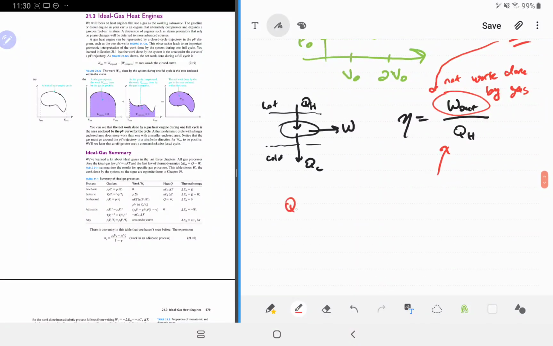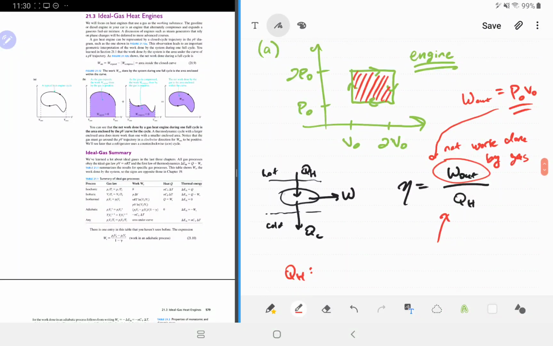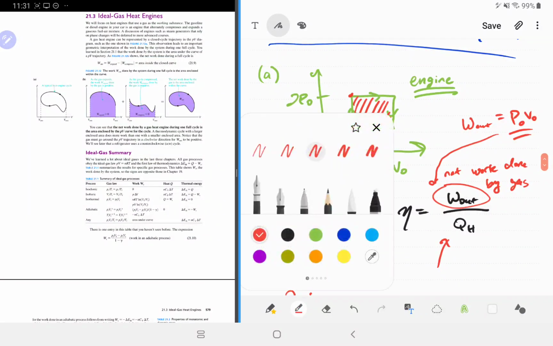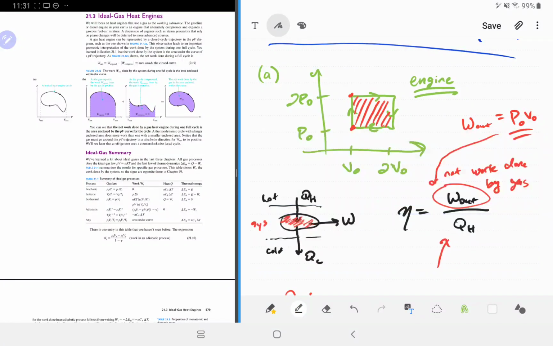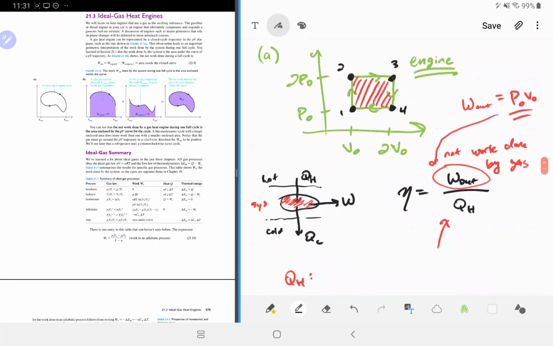So for QH, what you do is you add up all the heats that flow into the system, anytime the system is heated up, anytime Q is positive. So you have to look at all 4 of these steps. We have to look at all 4 of these steps: 1 to 2, 2 to 3, 3 to 4, and 4 back to 1. You have to think about which steps is Q positive, which steps is heat added to the gas.